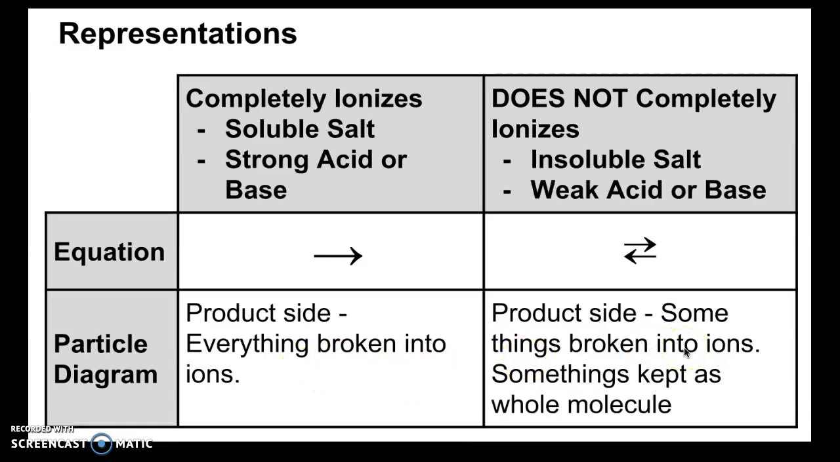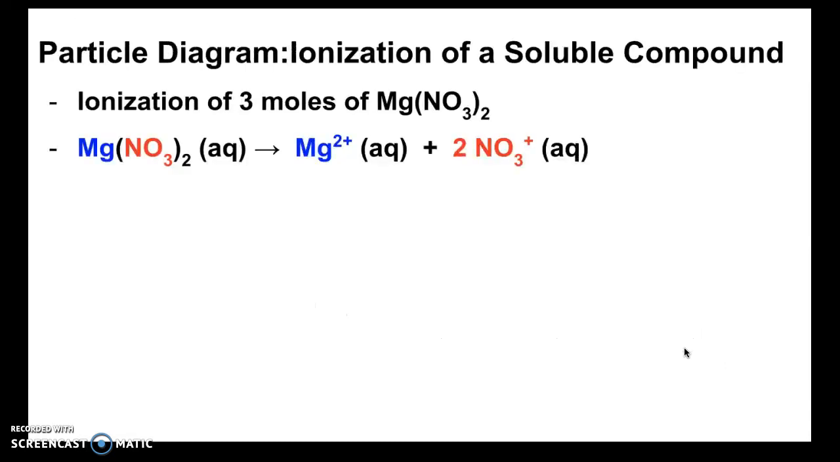But in the case of something that does not completely ionize, we have some of it kept as molecules and some of it broken into ions. So just to recap what that looks like, we have something like magnesium nitrate. We know magnesium nitrate is a soluble salt, meaning that it dissolves because all nitrates are soluble. And so we're using the single arrow here.